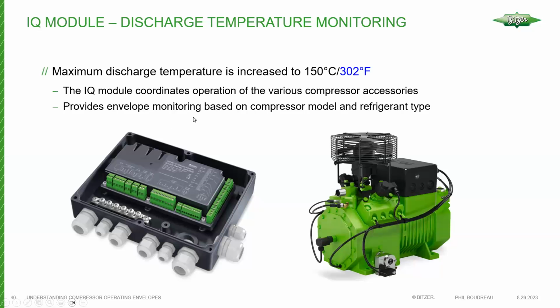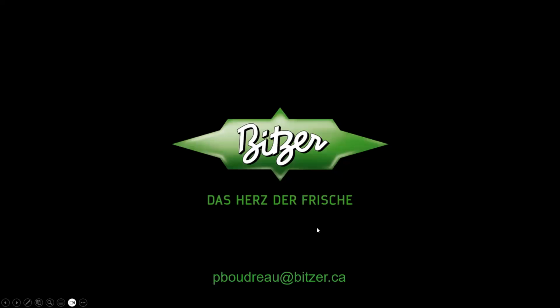That will be the case at some point in the future. In addition to that, envelope monitoring: if you use the pressure transducer kit, which is an option, and then you program in the compressor model number and the refrigerant type, then the module loads the envelope for that particular compressor. And if it has the ability to sense the pressures, then it can ensure that the compressor is operating within the envelope, and it can coordinate the accessories to do that. And if it starts going outside the envelope because something's wrong, then the IQ module will take the compressor offline.